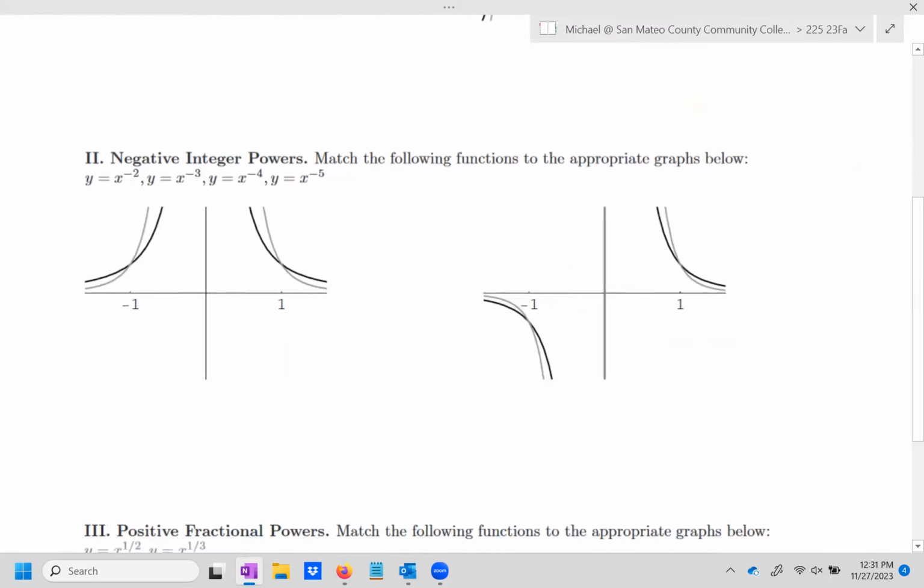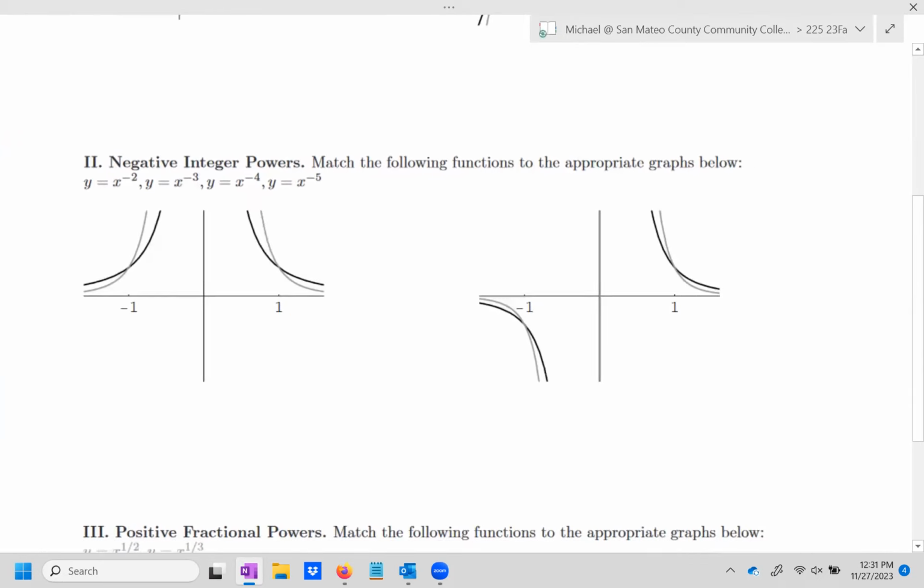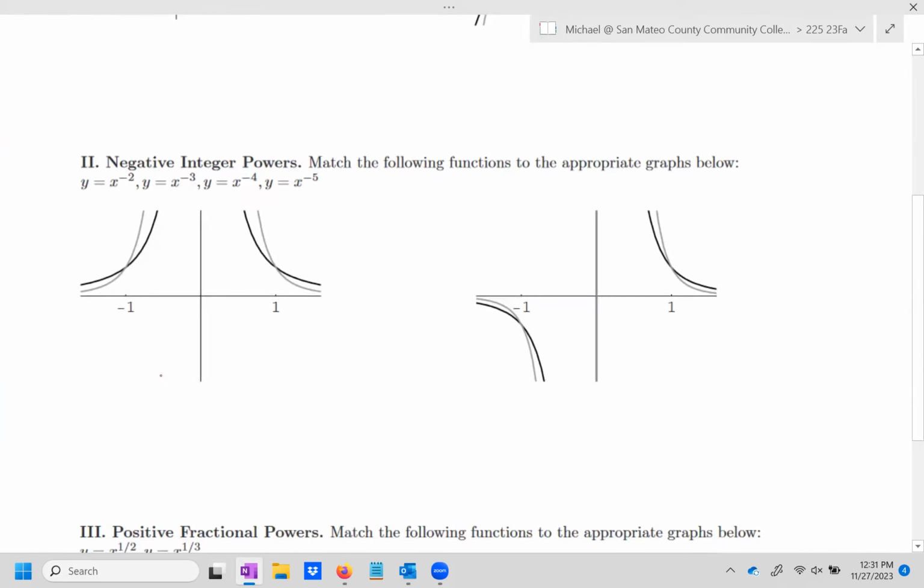Now, what do you think happens when we make them negative? Now they get asymptotes. But first of all, look at these two curves. What kind of symmetry does this have? It has blank symmetry, which is like a mirror image on the y-axis. What do we call that? Blank symmetry. Okay?